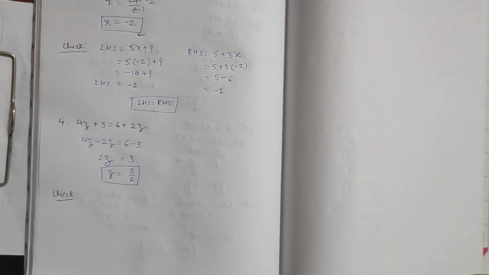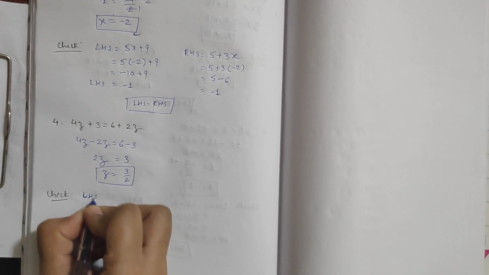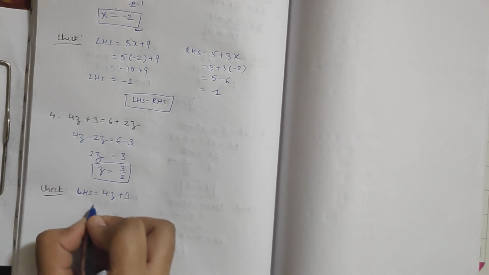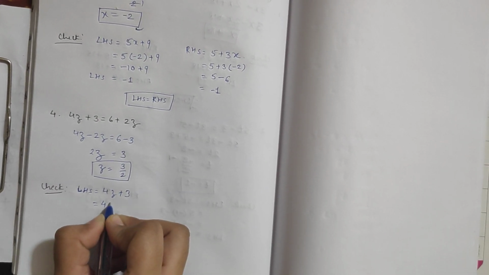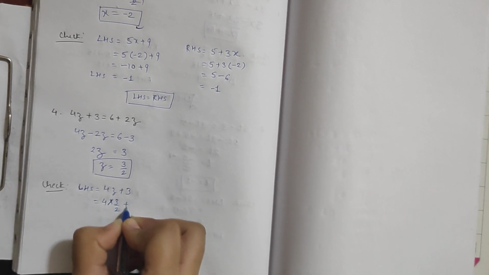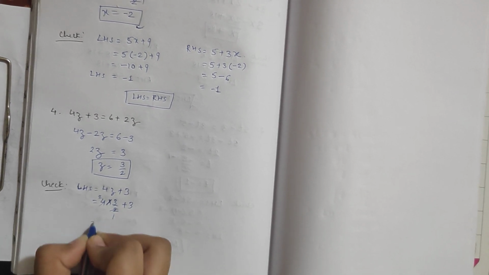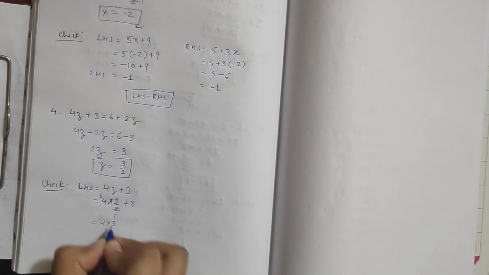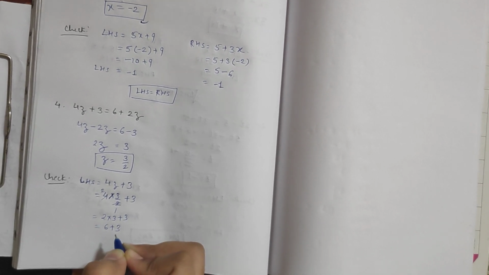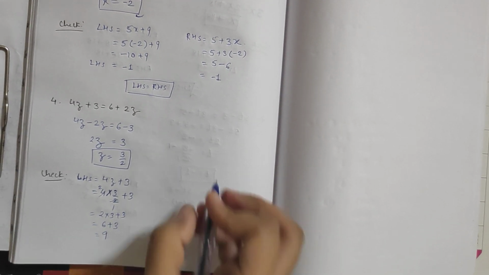Now let us see what is LHS. It is 4z plus 3. So now substitute the value of z. So z is 3 upon 2, 4 into 3 upon 2 plus 3. So 2 ones are 2, 2 twos are 4. So we can say 2 into 3 plus 3. That is 6 plus 3. So what is our LHS? It is 6 plus 3 is 9.